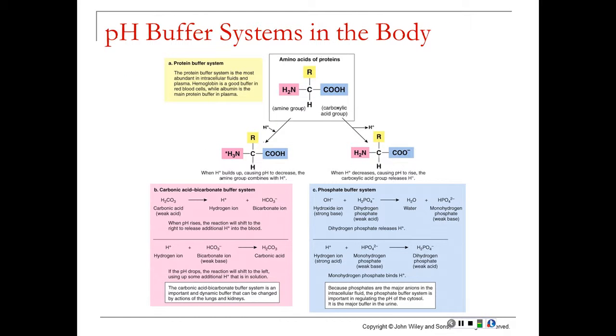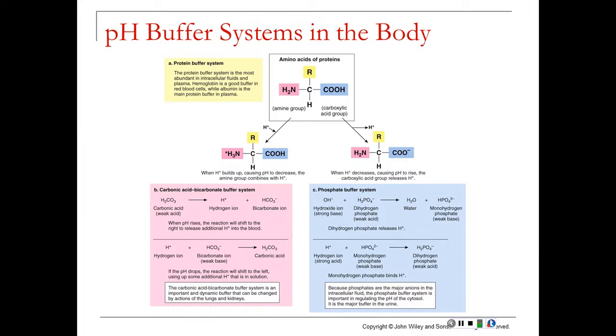There are 3 different buffer systems: a protein buffer system, a carbonic acid bicarbonate buffer system, and a phosphate buffer system. The one that you should probably know the most about, or really the most important one, is this guy right here, this carbonic acid bicarbonate buffer system. We talked about this briefly when we talked about the respiratory system.